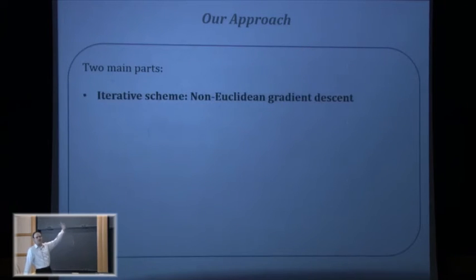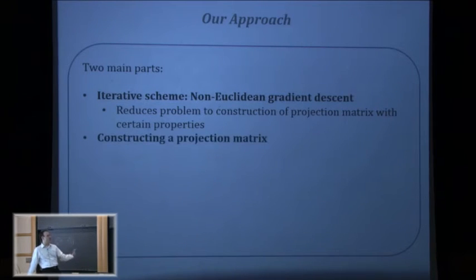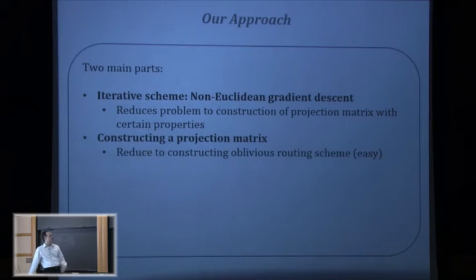OK, so the two main parts of this are, as you might guess, the iterative scheme and the inner loop. The iterative scheme is this non-Euclidean gradient descent, which we'll use to reduce the problem to constructing a certain matrix with a certain set of properties, which I'll describe in a sec. I'll call it a projection matrix, because it is. Given the projection matrix, the iterative scheme says you need to use it a small number of times, and then I'll say how to construct it. By that I mean you'll be able to multiply by it fast enough that you can actually use it in an algorithm.